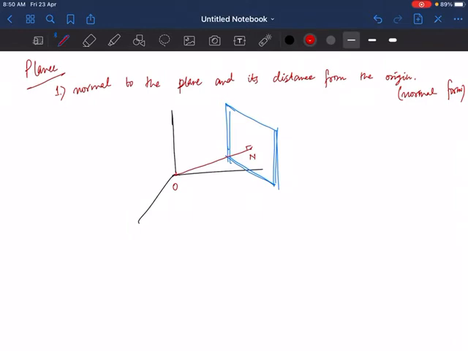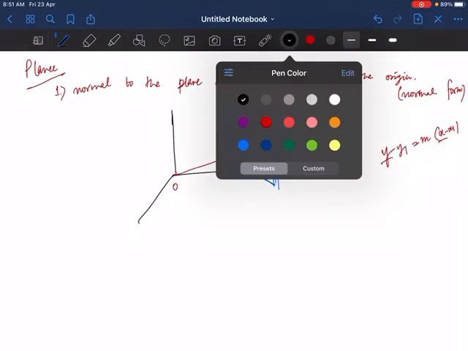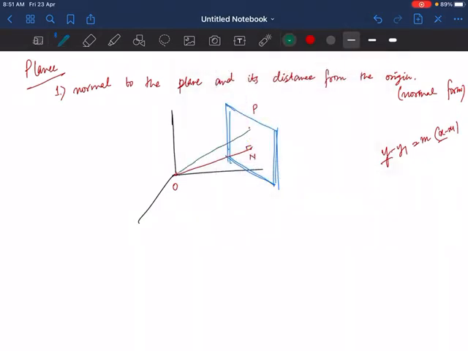Whenever we find the equation of a line, we take a general point, that is x, y. The equation of a line basically we get as y minus y1 equals m into x minus x1. So the general point x, y signifies each and every point on the line. In the same way, in a plane I will take a general point P, and the position vector of this point P is denoted by r vector. Clear?